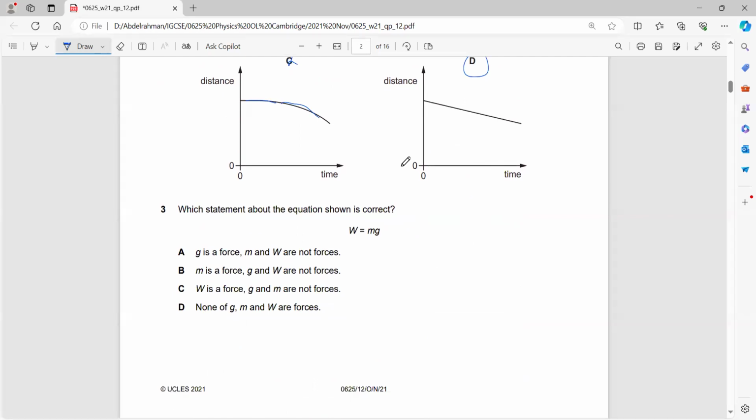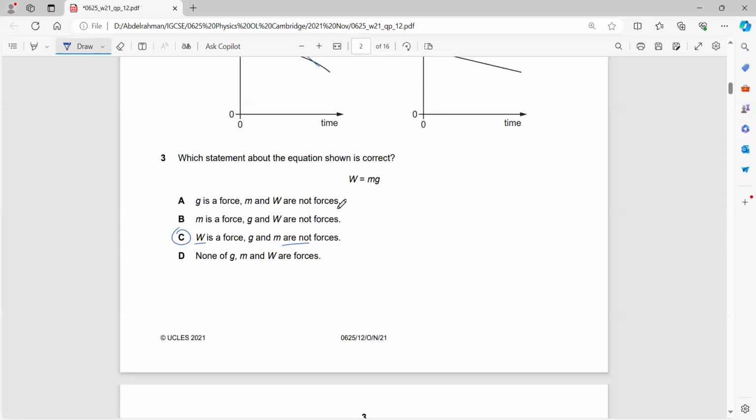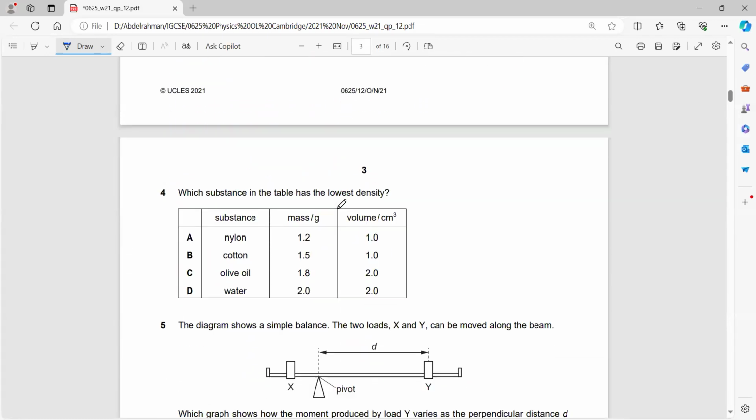Which statement about the equation is correct? G is a force. M is a force. W is a force. Weight is a force. G and M are not forces. Yes, G and M are not forces. When you say G is the gravitational force, that's wrong. G is not the gravitational force. G is the gravitational acceleration. You need to be very specific when talking about the G. W is the weight, which is a force.